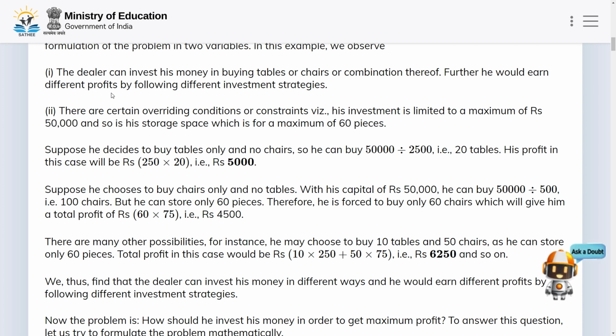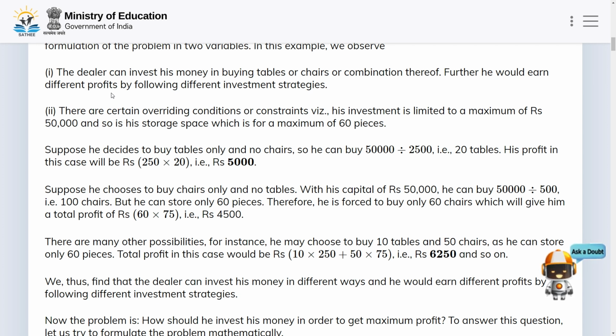Now if he chooses to buy chairs only, one chair costs him 500. This means in total he can get 60 pieces. If he bought 60 chairs, for each chair he will get a profit of 75 rupees. This means 60 multiplied by 75, in total he will gain 4,500 rupees. As you are seeing, there is a difference of 500 rupees.